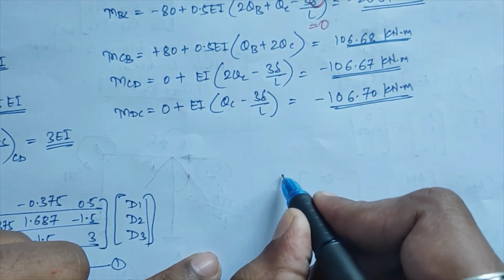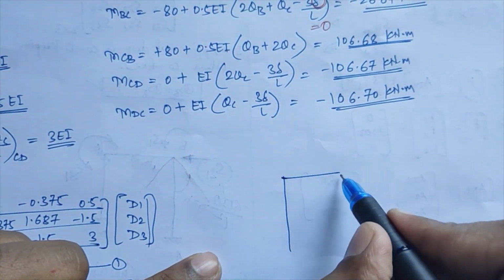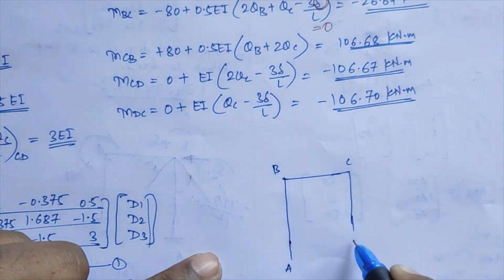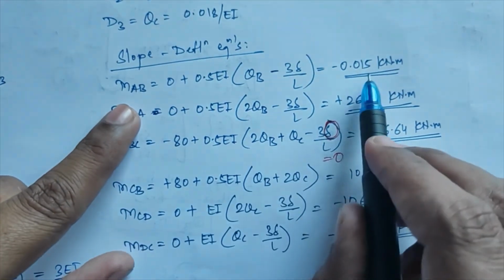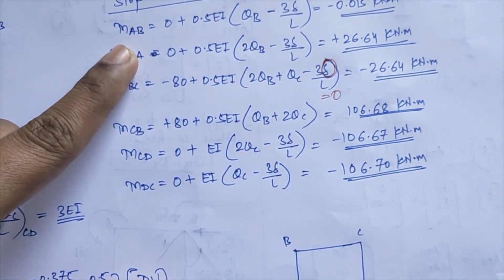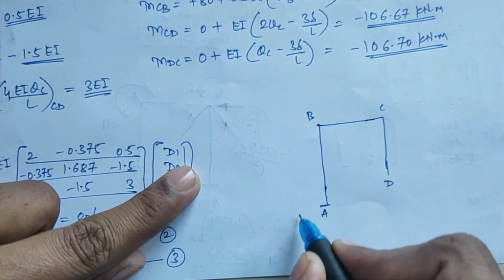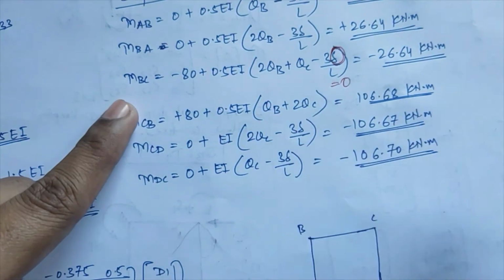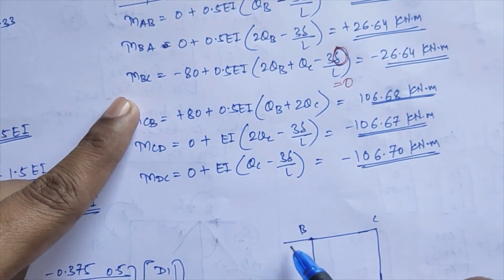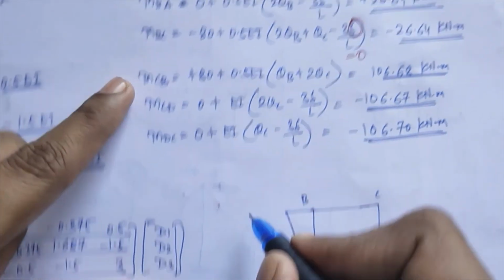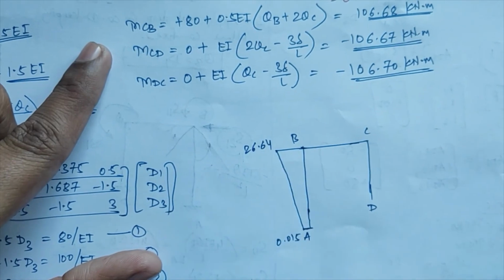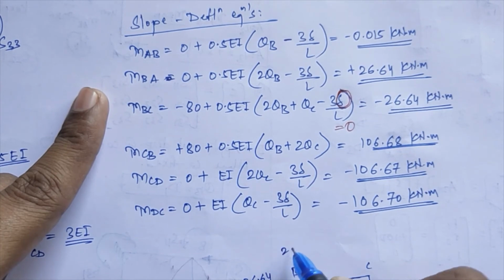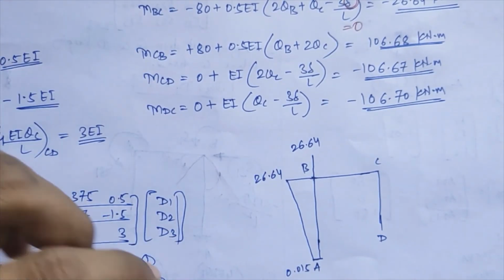Now I will draw the BMD diagram from this. Joint A, B, C and D here. At A I have this moment as almost 0, but I will show some small value over here, that is 0.015. At B I am getting 26.64 positive, so that will be on the outward side. Join these two by a straight line, 26.64 over there. Next, for MBC, I am getting minus 26.64, that will be on the upward side.